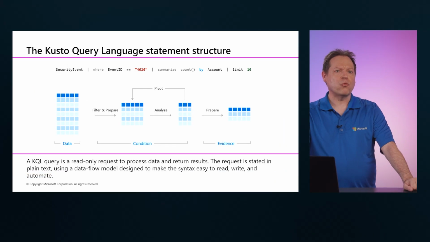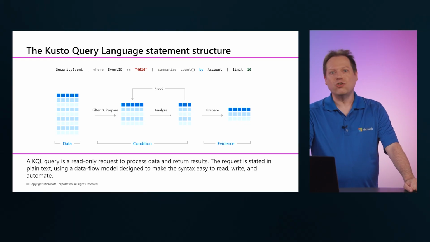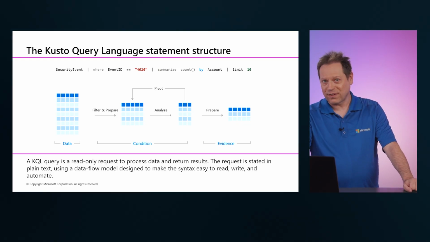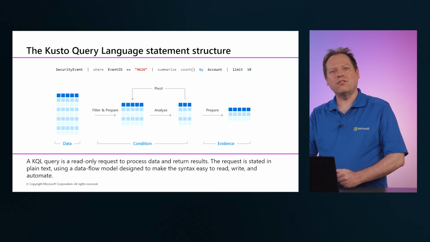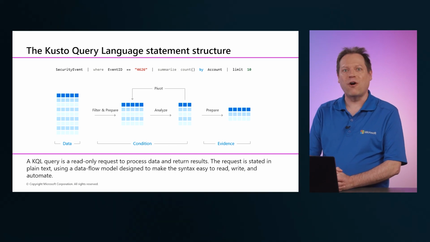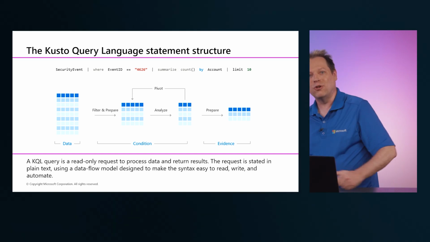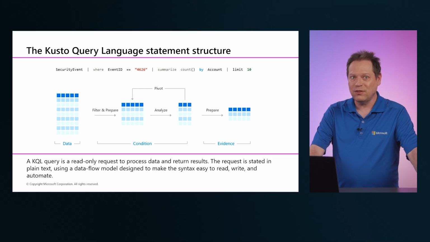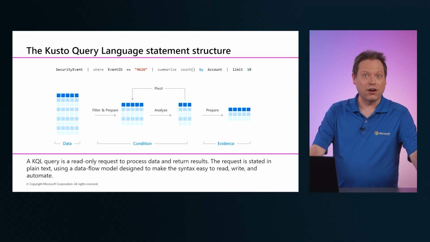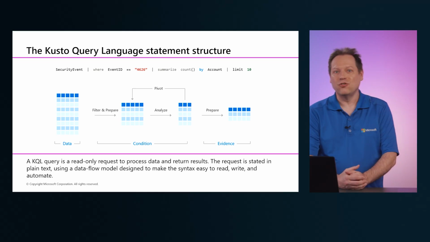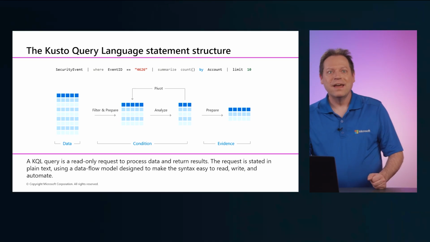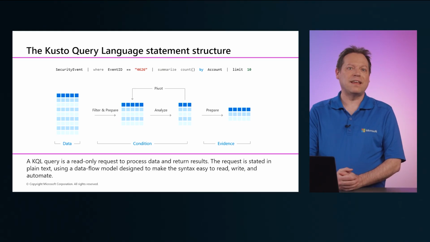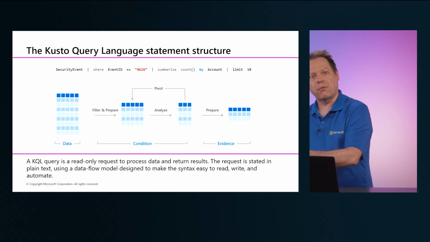KQL queries are read-only requests. You're asking the system to process data and return a result, not to modify the underlying data. The language is written as plain text and follows a data flow model that is designed to be easy to read, write, and automate. In practice, you'll build a query that starts with a dataset, usually a table, and then you stream that dataset through a sequence of operators.